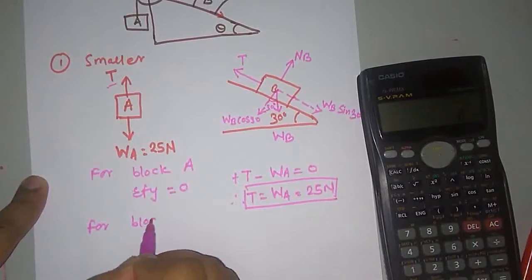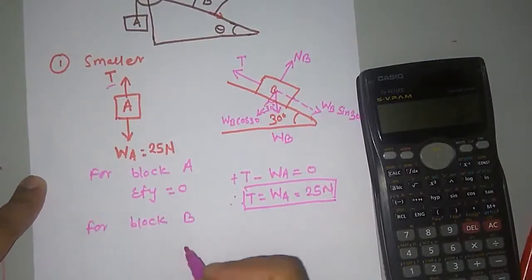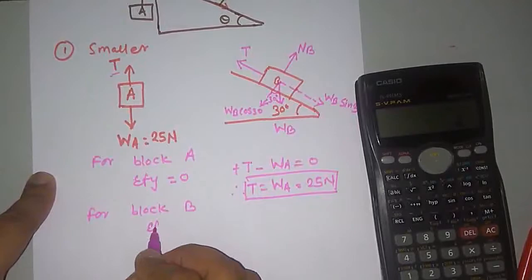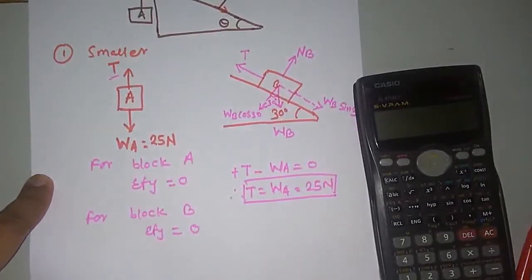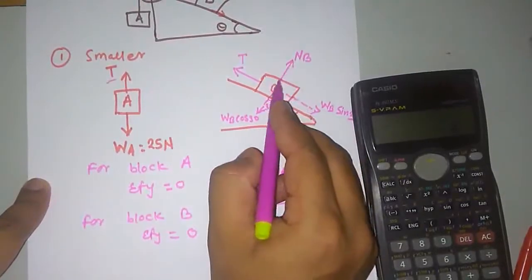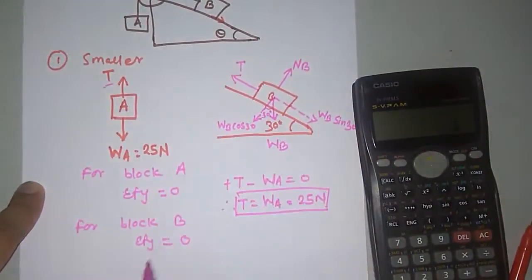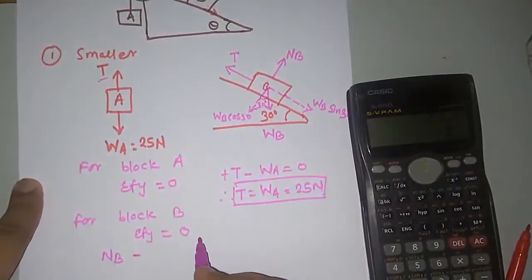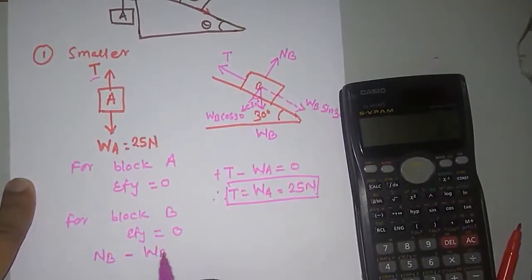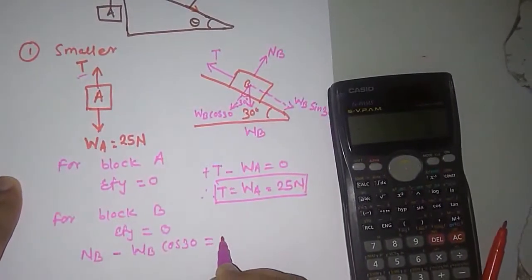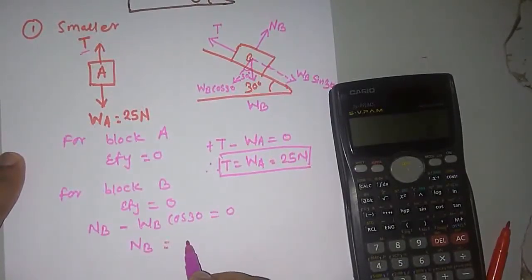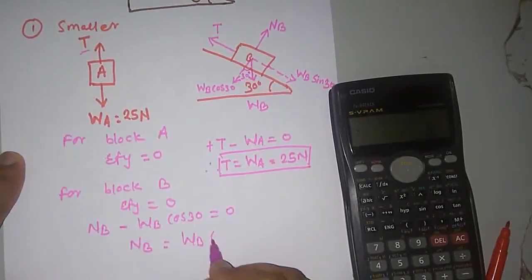Now for block B, consider summation Fy is 0. So what are the forces in the Y direction? This force NB is going upward, the normal force. Then this force is going downward, so minus WB cos 30, which is equal to 0. So we can rewrite this as NB is equal to WB cos 30.